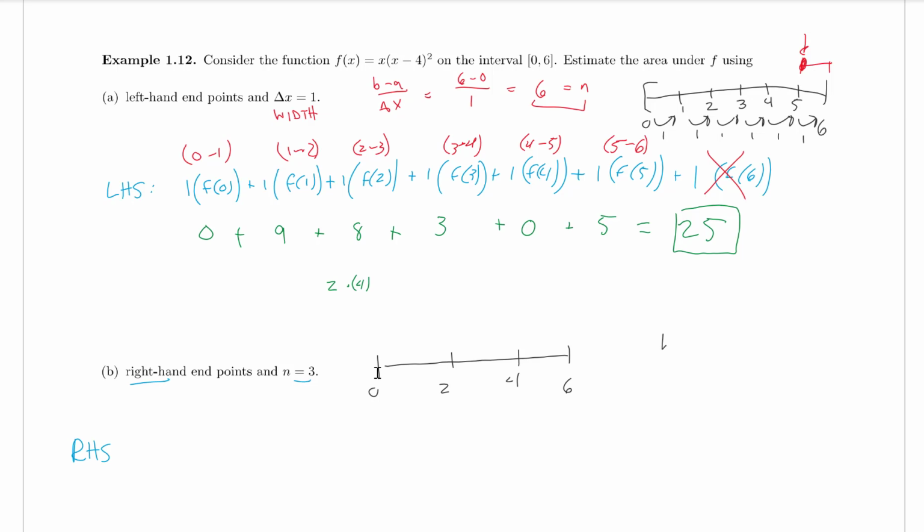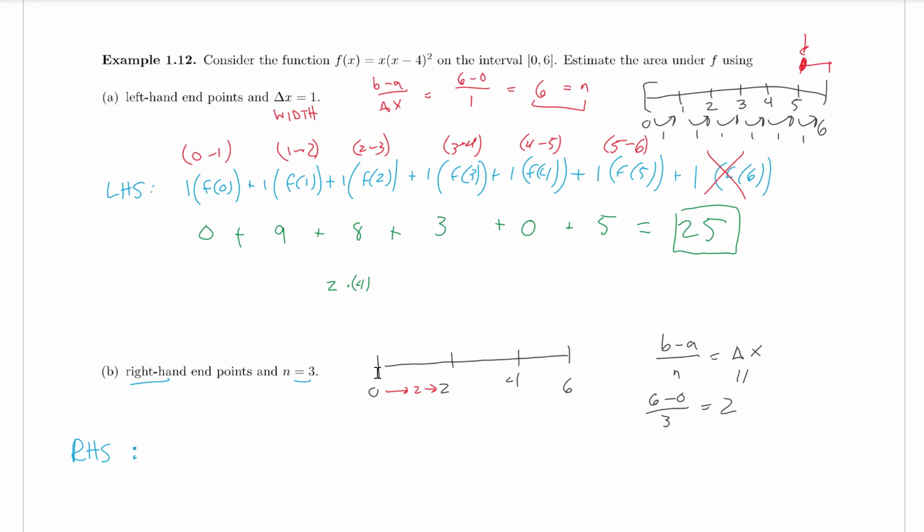And again, if we do b minus a, in this case divided by n, that's going to give us our delta x. And 6 minus 0 over 3 is equal to 2. So 2 is our delta x. And that's exactly what we see right here, that we have a distance of 2 in between each of our endpoints. All right, let's go ahead and find our right-hand sum.